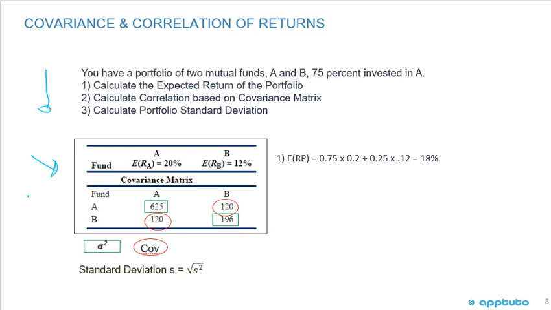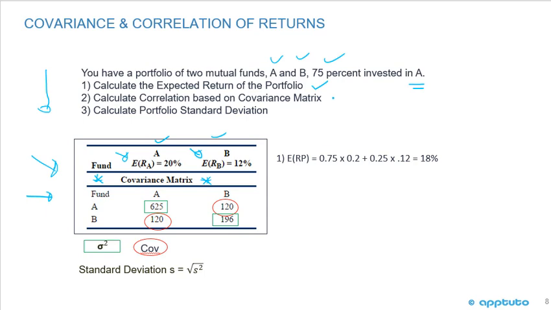But one of the things that they show us in the text is not a correlation matrix, but a covariance matrix, okay? So you've created a portfolio of two mutual funds, A and B, with 75% invested in A. So there's your Fund A and Fund B. Expected return on A is 20%. Expected return on B is 12%. And they want you to calculate the expected return of the portfolio.